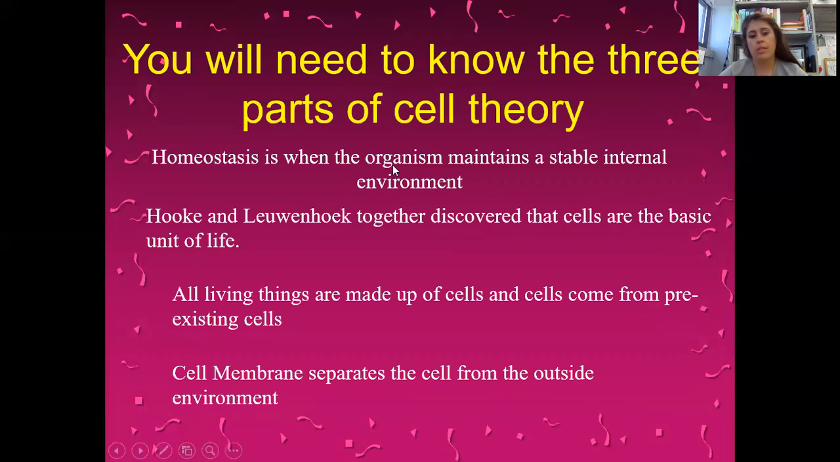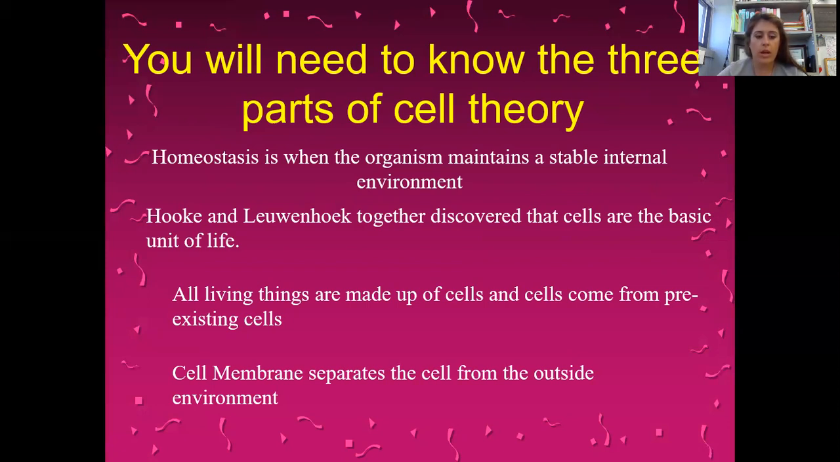You will need to know the 3 parts of cell theory. So you know that all living things are made up of cells, and cells come from pre-existing cells, and that cells are the basic unit of life. Hooke and Leeuwenhoek discovered that cells are the basic unit of life. Know that homeostasis, it's what we did on that Gizmo lab on the iPads during the stations. It is when an organism maintains a stable internal environment. Like when she was on that treadmill, you had to give her water because she was losing too much liquid. You had to cool her down because she was warming up too much inside. So it's what organisms do to maintain a stable internal environment.